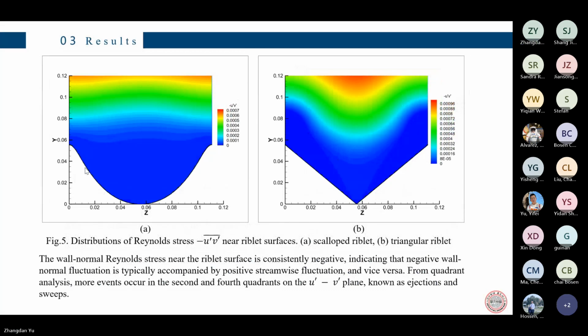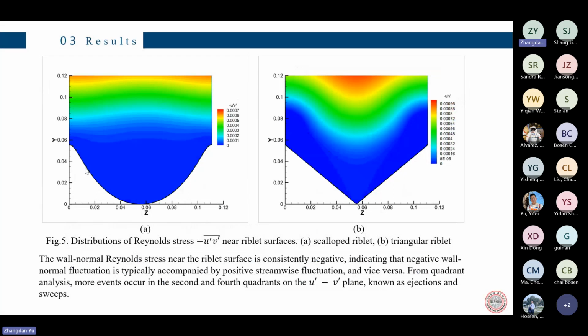The wall normal Reynolds stress near the riblet surface is consistently negative, indicating that negative wall normal fluctuation is typically accompanied by positive streamwise fluctuation and vice versa. From quadrant analysis, more events occur in the second or fourth quadrants on the UV plane, known as ejections and sweeps. Intuitively, downward fluctuations bring high-speed flow towards the wall, generating positive streamwise fluctuation, while upward fluctuations divert low-speed flow away from the wall, generating negative streamwise fluctuation.